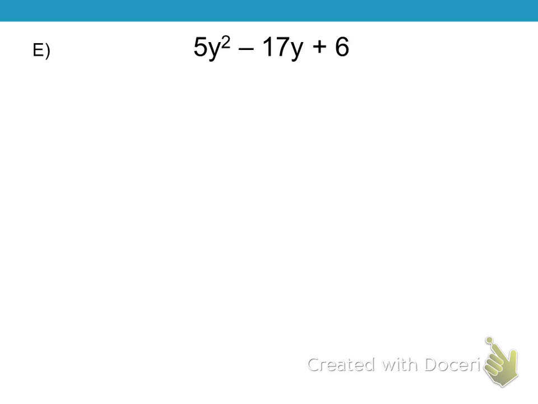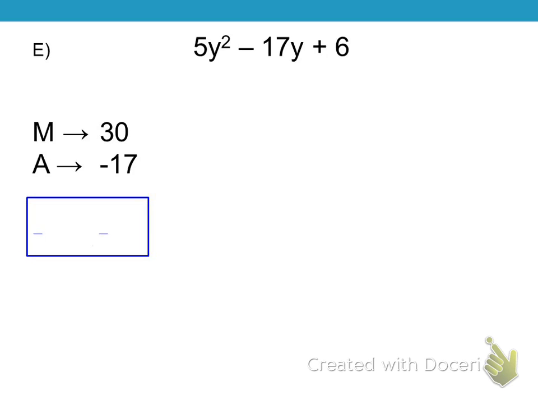All right. How do I start? Minus 15. Yeah. So first I need to come up with my M and my A. 30 and negative 17. Good. And then they're both going to need to be negative, and 15 and 2 work.